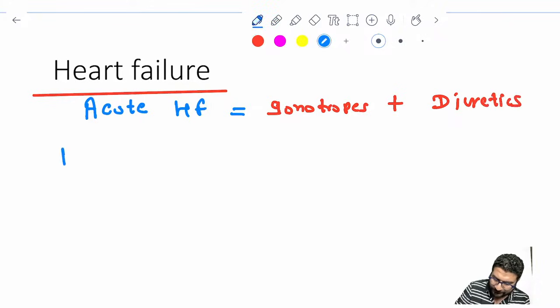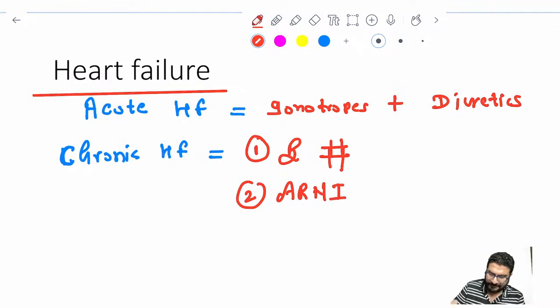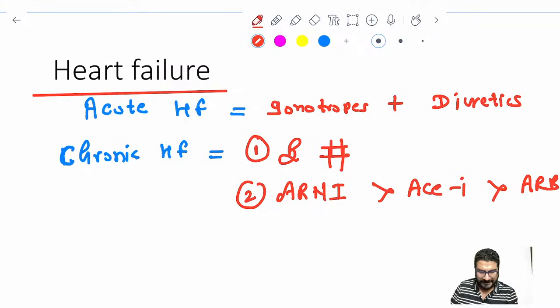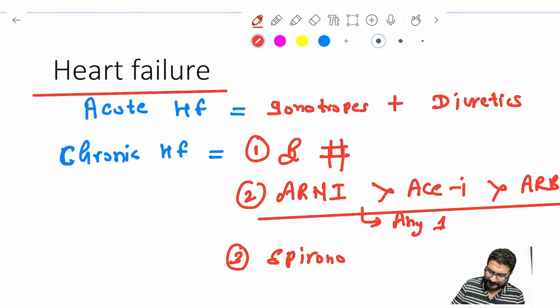But in exam what they ask you is chronic heart failure. So what are the possible options in chronic heart failure? So we will give beta blocker, a must. Then we can choose ARNI. ARNI means sacubitril valsartan combination. ARNIs are a bit expensive, so we can try ACE inhibitor or we can use ARBs, any one from this. Then we can choose spironolactone or any other diuretics in low dose, except thiazide we don't use.